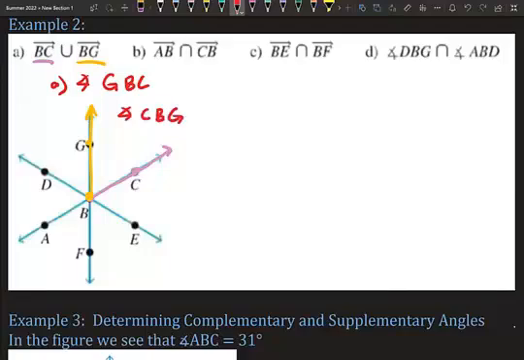And do you notice they all have B in common? You could also say angle B. All 3 of those are the same exact thing.